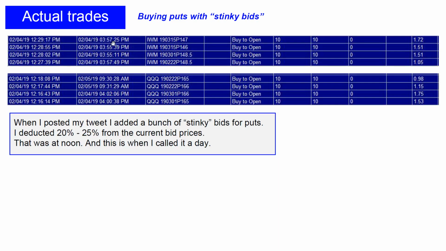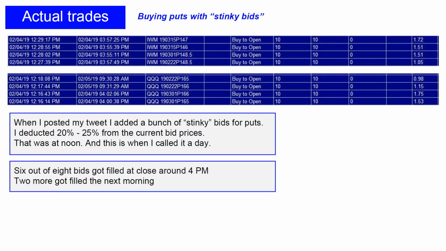But they got filled only 3.5 hours later, right at the close of the market at 3:57, at 4 p.m., and some of them got filled the very next morning at the open at 9:30. Then we got that spike up. I wouldn't say that was a perfect entry, because I will show you later that at some point in time all my puts were underwater by 20%.